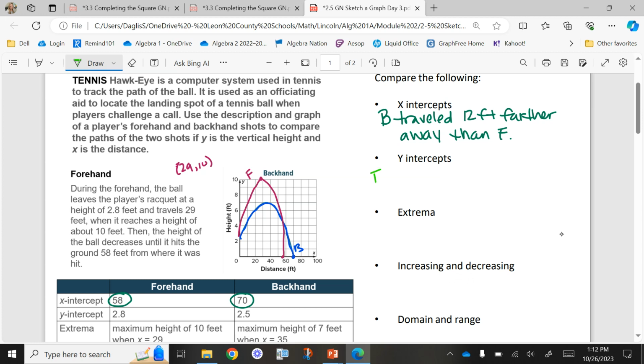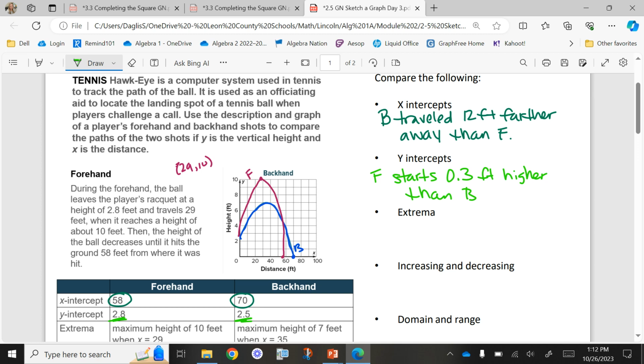So my forehand starts, and it's 2.8 versus 2.5. So it starts 0.3, I should say feet, 0.3 feet higher than our backhand.